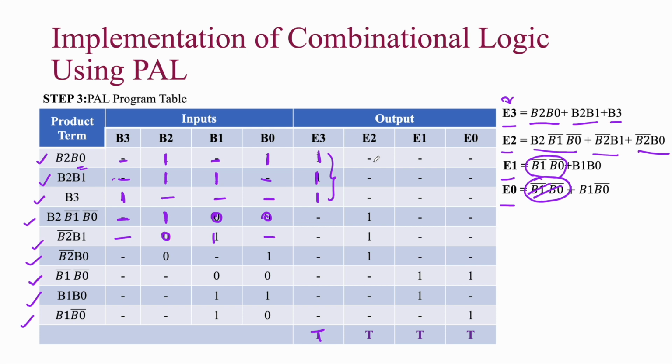Similarly for E2, what are the three terms that it has? B2 B1 bar B0 bar, B2 bar B1 and B2 bar B0. Here is the expression, and all these three product terms we need. So this becomes the expression for E2. Similarly for E1 it is B1 bar B0 bar plus B1 B0. So these two become the expression for E1. And what about E0? For E0 we need B1 bar B0 bar, which has already been mentioned here, and similarly B1 B0 bar. These two become the expression for E0. Therefore we are going to implement all of these using only true logic, not the complemented version, so we are marking it as T.